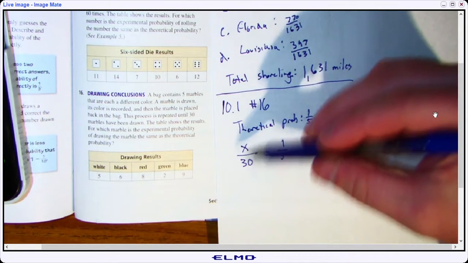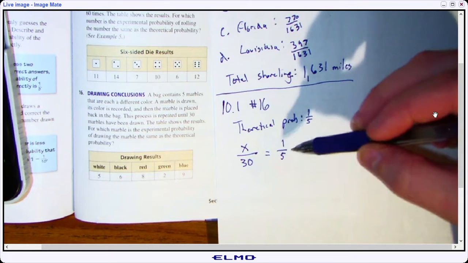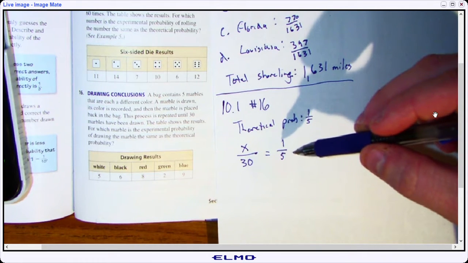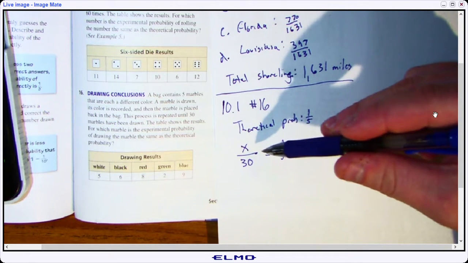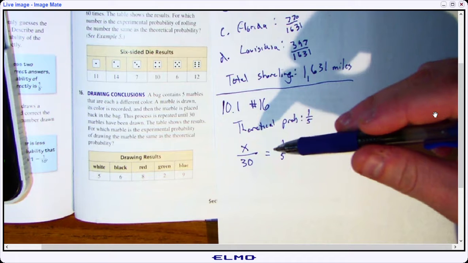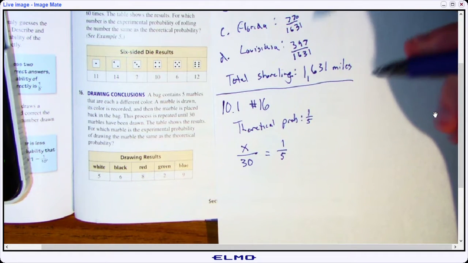So it's just saying the experimental probability has to be equal to our theoretical probability, which was 1/5. Multiple ways you could do this. You could just plug in numbers and guess. I'm feeling a little squirrely today, so I'm going to solve it algebraically, because why not?